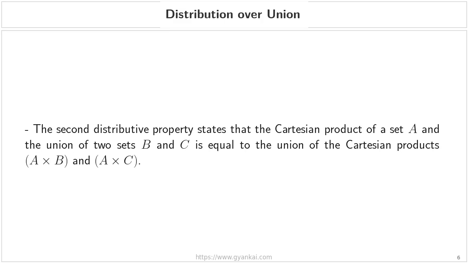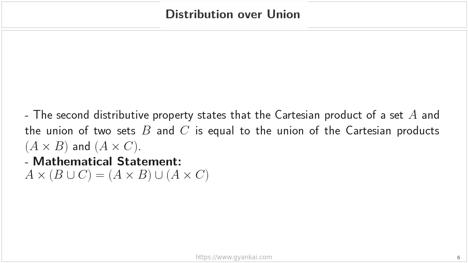Distribution over union. The second distributive property states that when you take the Cartesian product of a set A and the union of two other sets, B and C, the result is exactly the same as finding the union of two separate Cartesian products, A times B and A times C. In mathematical terms, we write this as A cross open parenthesis B union C close parenthesis equals open parenthesis A cross B close parenthesis union open parenthesis A cross C close parenthesis.